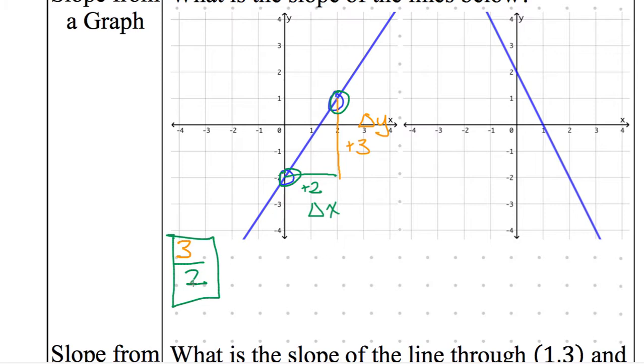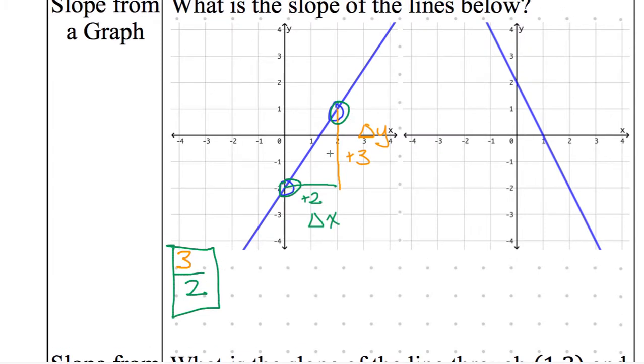I would have gotten -3 over -2, but negative divided by negative is a positive. You'll still get 3/2, so you get 3/2 either way. It doesn't matter which point you choose. All right, let's try the next one.